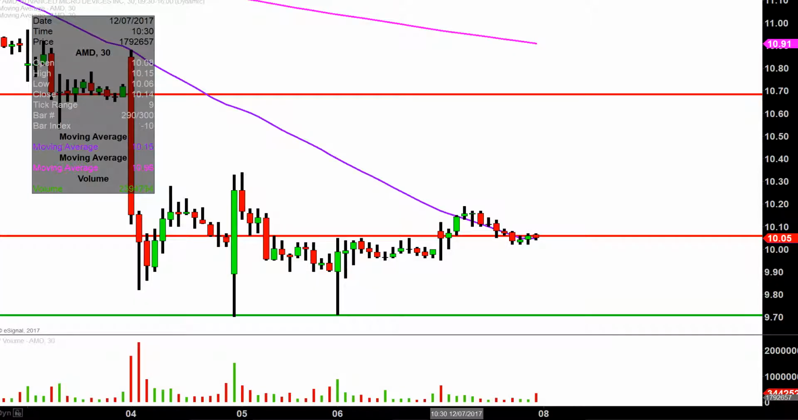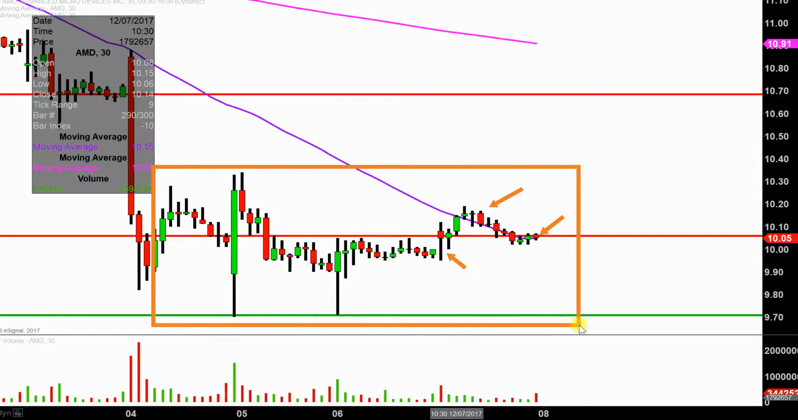Real quick, what do I mean by 30-minute in case maybe you're new to charts? Instead of each one of these candlesticks here representing one day's worth of price action, which is what you would normally see, each one represents 30 minutes. So while this may look like several weeks' worth of time, it's really just the past few days broken down into a 30-minute time frame.